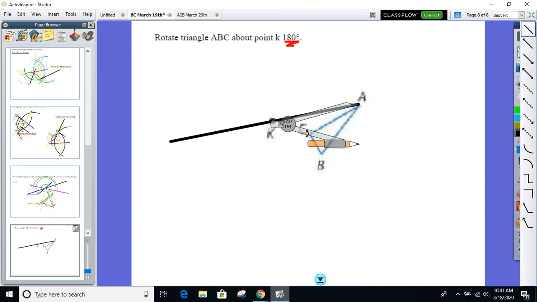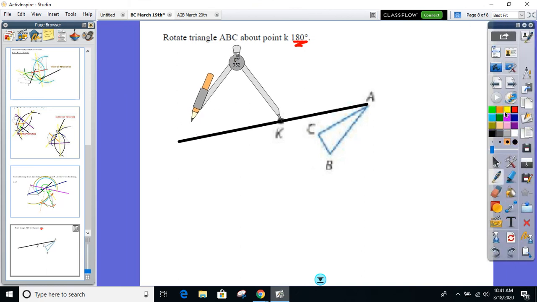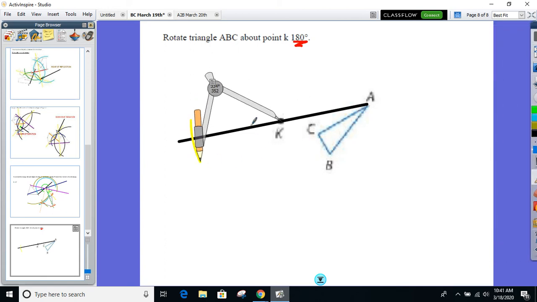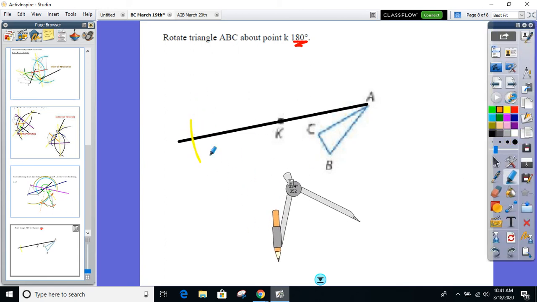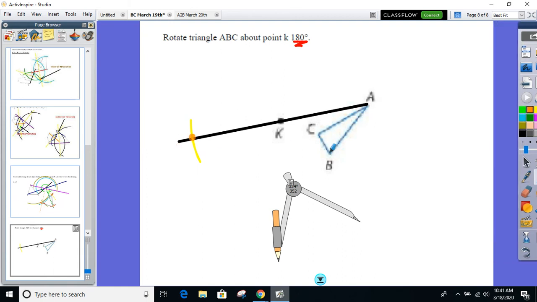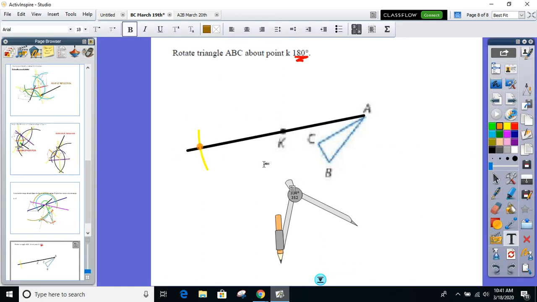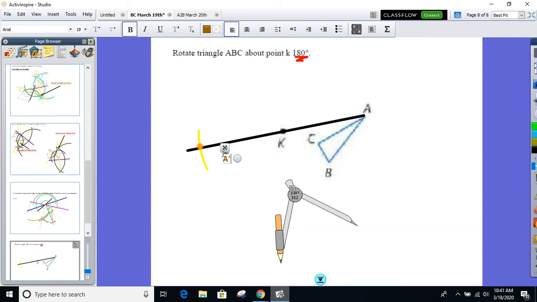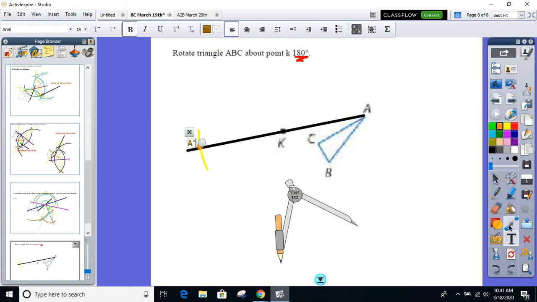Okay, so all we have to do here, take a look. Here's A, that distance from A to K. Make sure it matches the distance from K to A prime. That's a 180-degree angle right there. We're done. No crazy construction needed there other than copying the length. So there's A prime. Like that one, huh? Darn right you do.